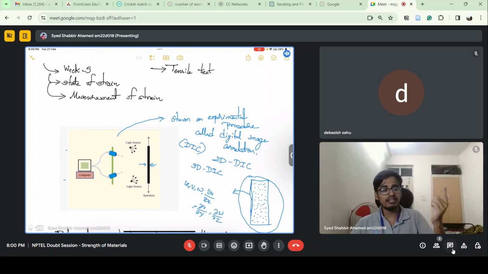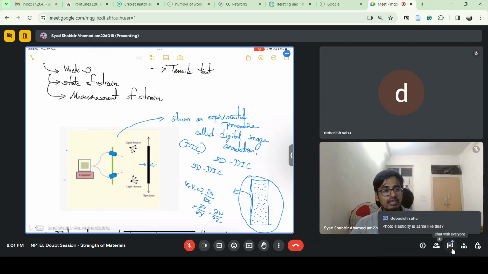While pasting, there are a lot of things to consider, and that is also a very specific job: you have to take the strain gauges and paste them appropriately, and make sure the temperature effects and all these things are taken care of. So the advantage is that this is a non-contact method. You take the images and you get the strains, and it gives a full-field measurement.